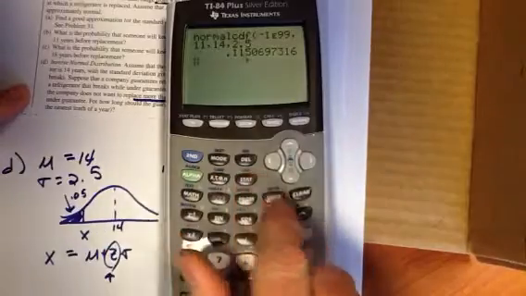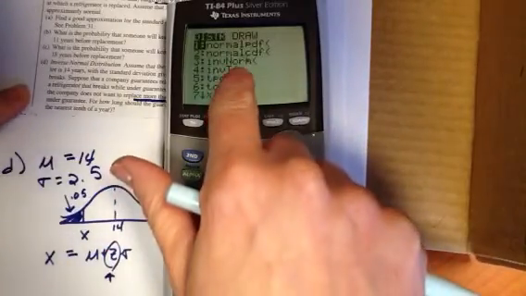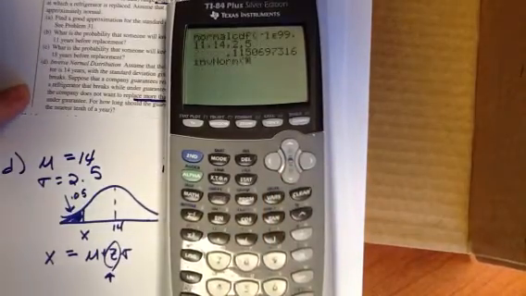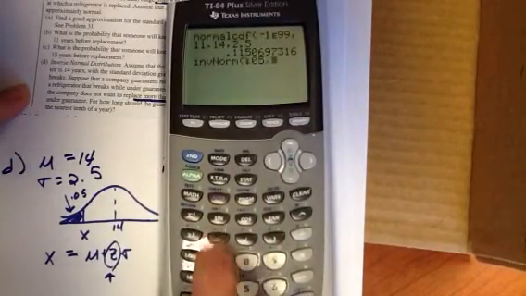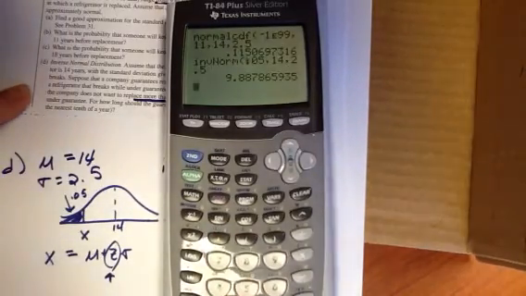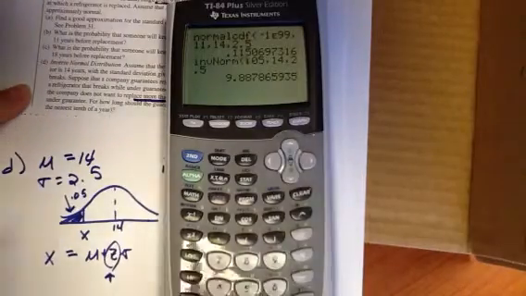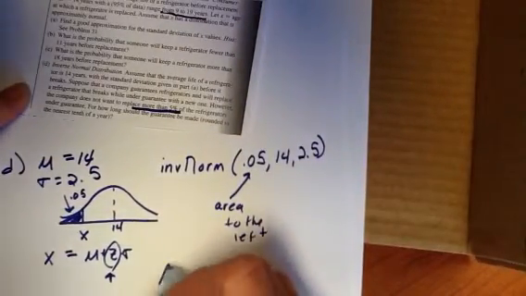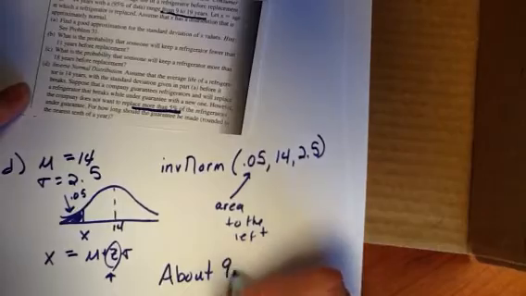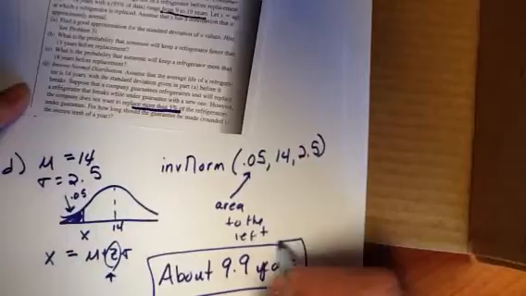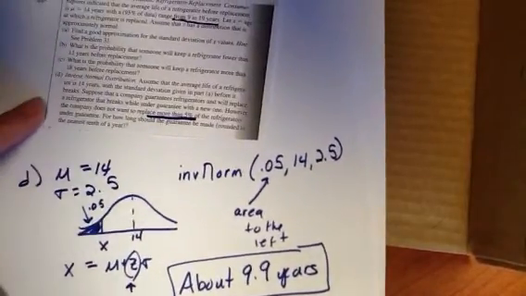So we do second distribution. The inverse norm is right underneath the normal CDF. Put in our 0.05, comma, 14, comma, 2.5. So when it says to the nearest tenth, looks like it would be 9.9. About 9.9, I believe we're in years. Make sense?